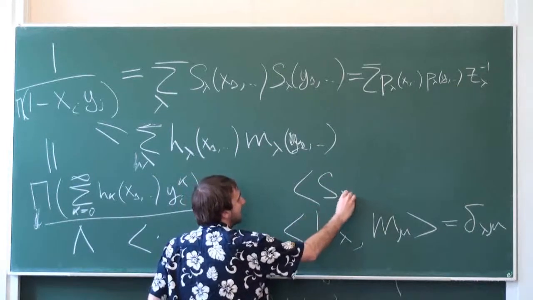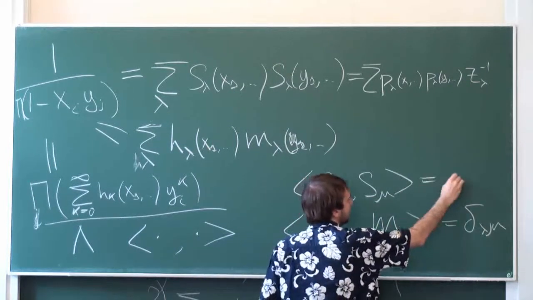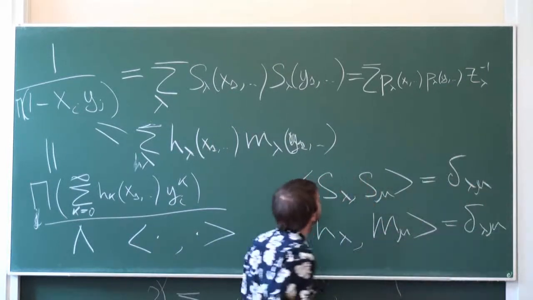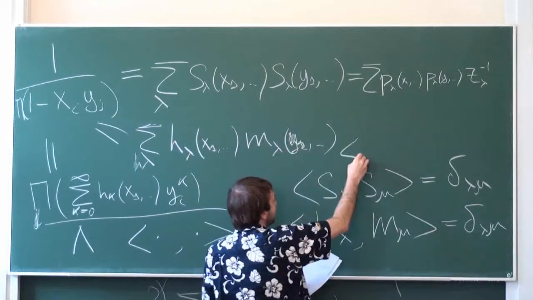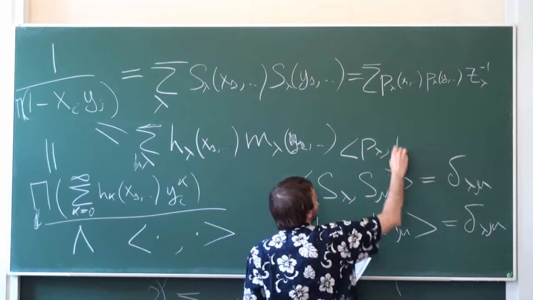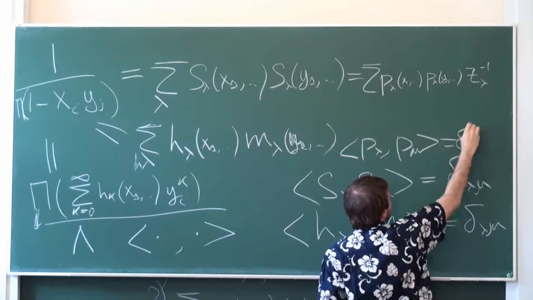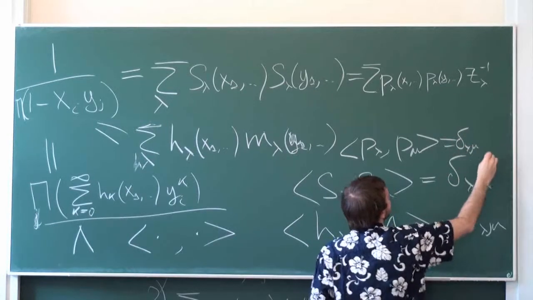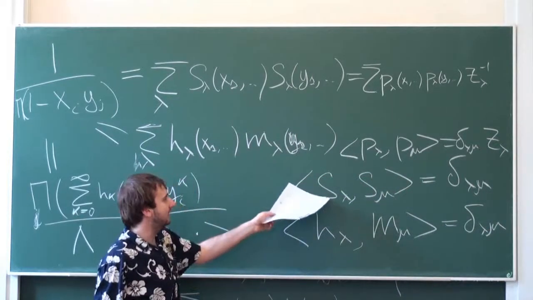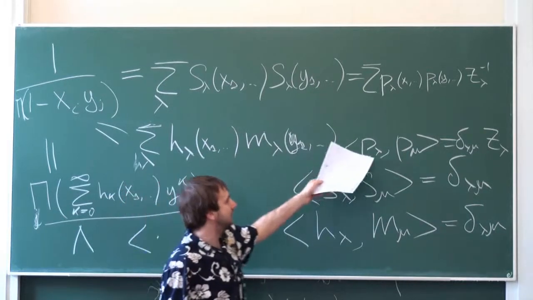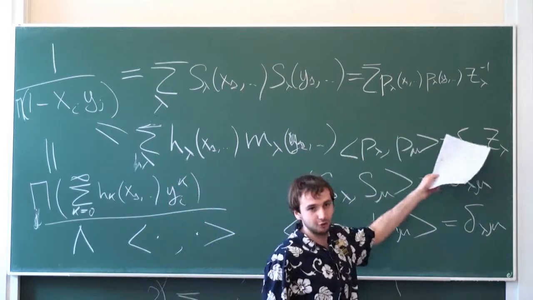then it means that S functions are orthogonal with respect to this scalar product. Also, since we know this sum, it means that the scalar product of P functions is again a delta function times this coefficient z lambda. So Schur polynomials form orthonormal bases, and these products of power sums form just orthogonal bases.